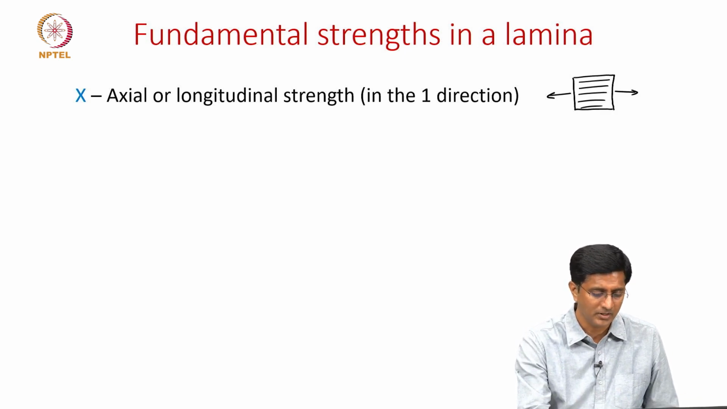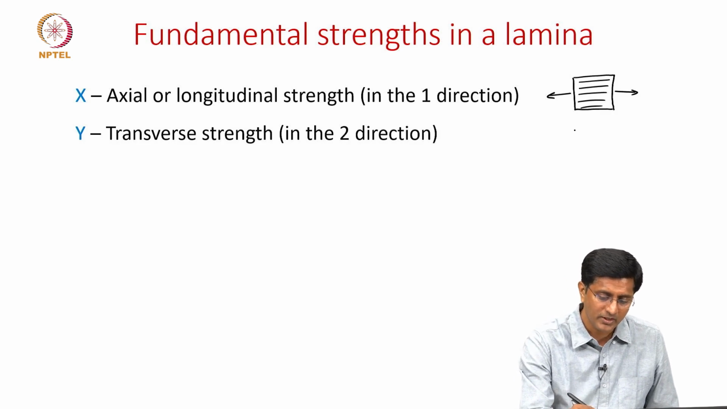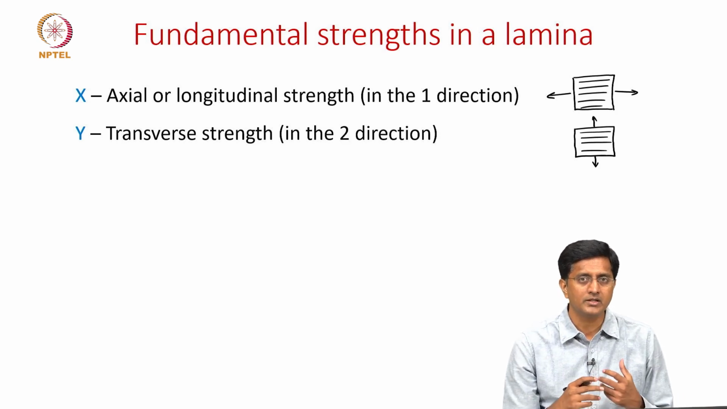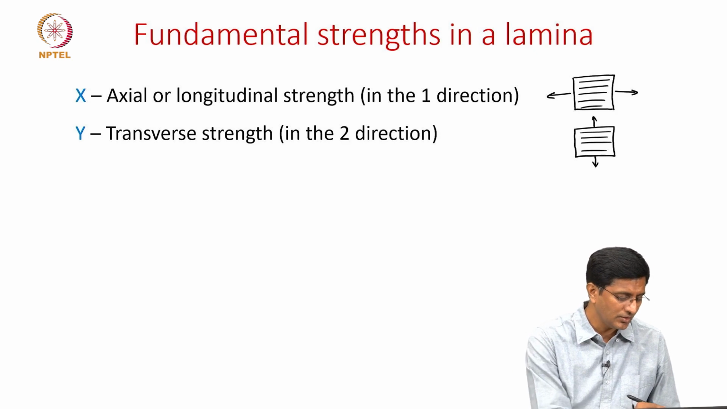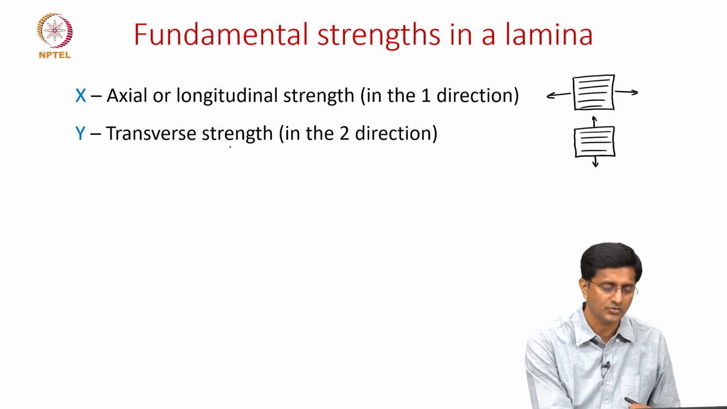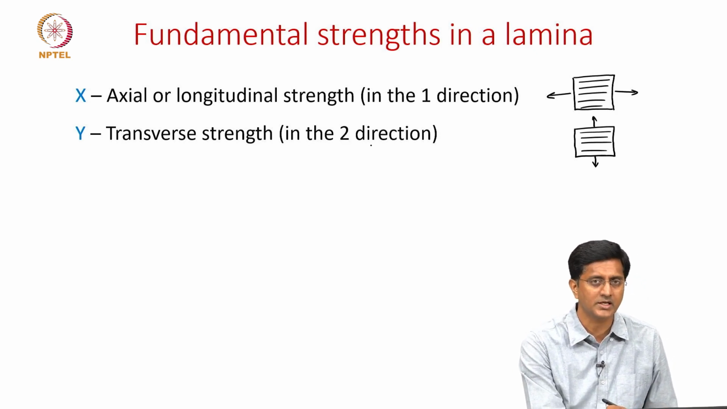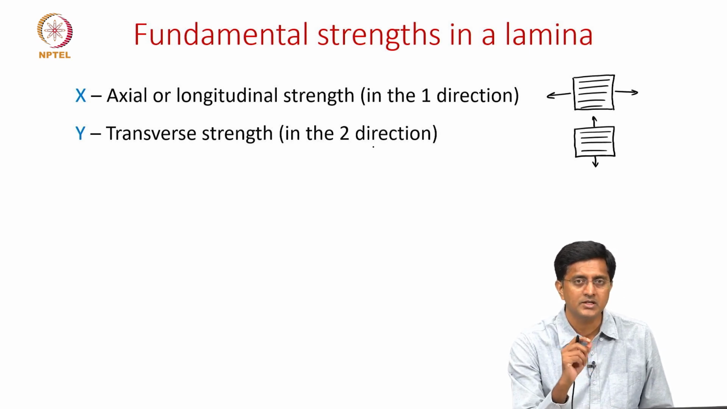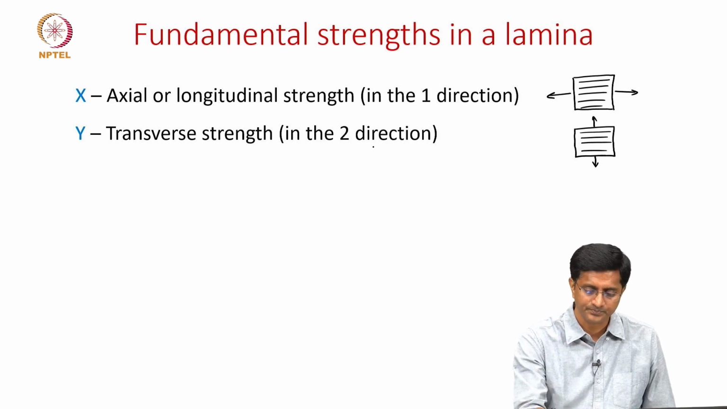And for the same lamina, if we start applying a transverse load, meaning still the fibers are, let's say, along the x-axis, but now the loading is perpendicular. So now if you look at the stress at which it fails, that gives you the transverse strength of the material, or the strength in the second direction. Mind you, we are currently looking at strength in the material coordinate system, which means we are looking at either along the fibers or perpendicular to the fibers.